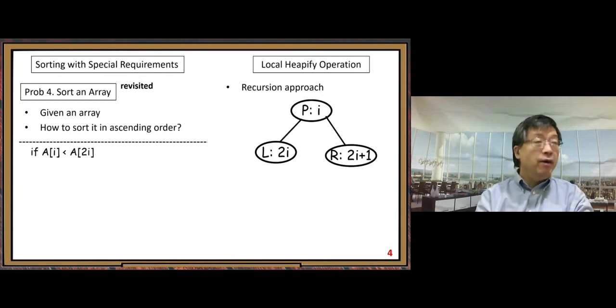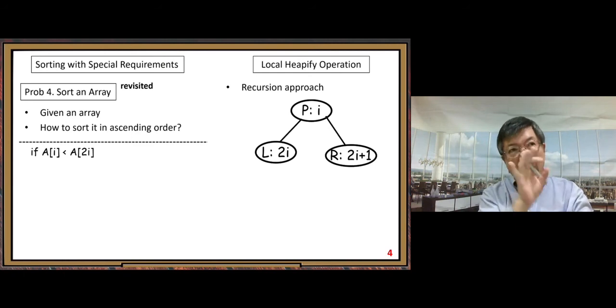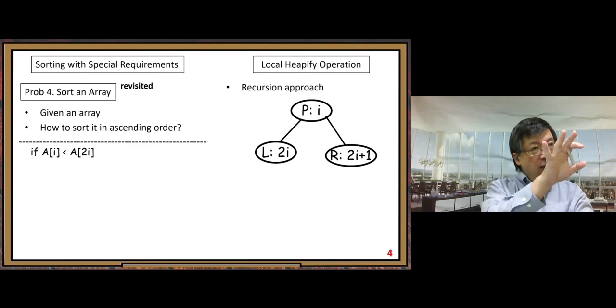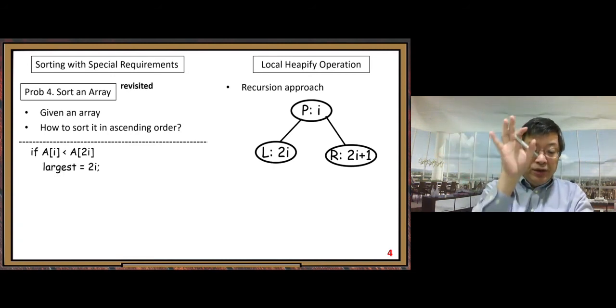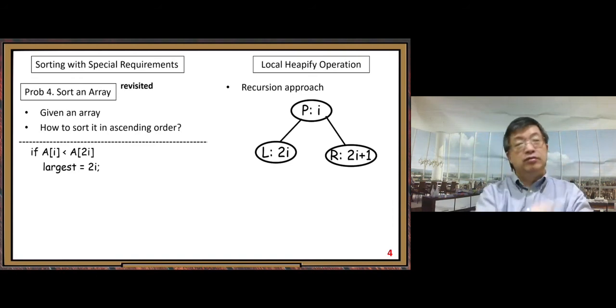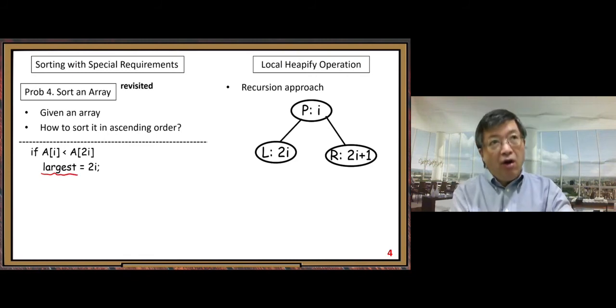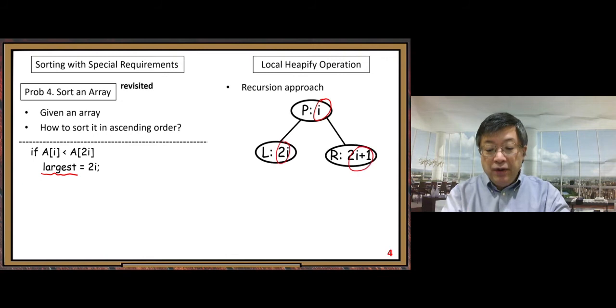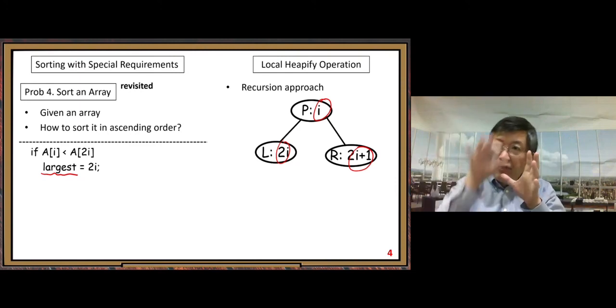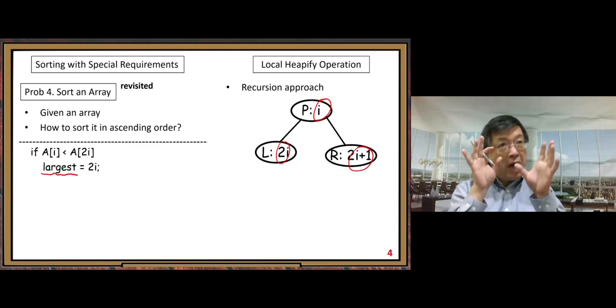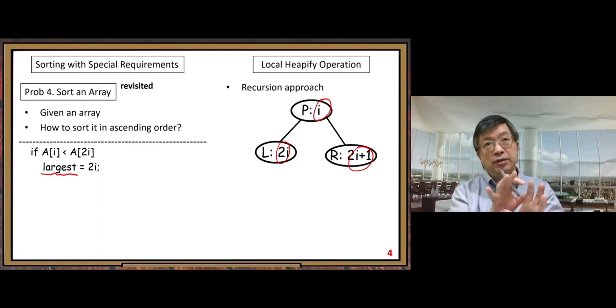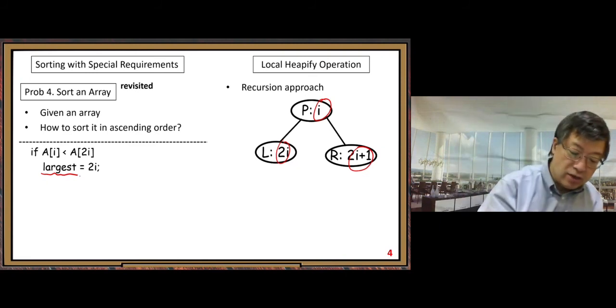Now, first we compare the A of I value and the A of 2I value. If A of I is less than A of 2I, we store the 2I index in the largest variable. We use a special variable called largest. The goal is to use largest to store the index that contains the largest value among these 3 nodes, only these 3 nodes, not other nodes, because we want to do this local heapify operation, not global. We store the index in this largest variable.